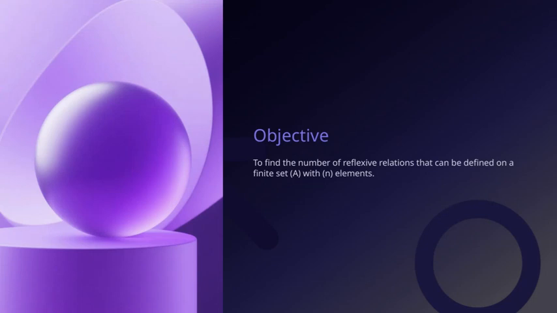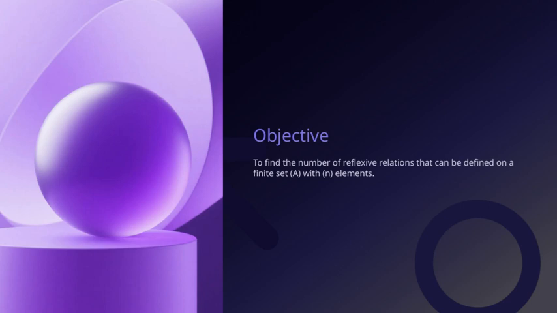Today, we're going to explore how to find the number of reflexive relations that can be defined on a finite set, which we'll call A, that has n elements. The key idea here is to understand what makes a relation reflexive. Essentially, for a relation to be reflexive, every element in the set must be related to itself.